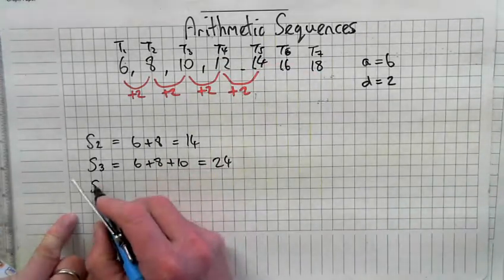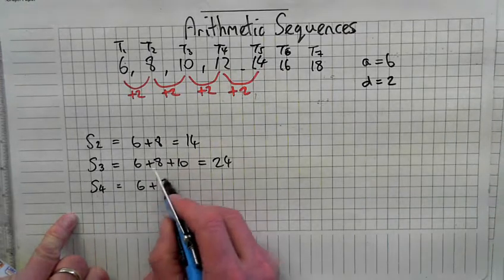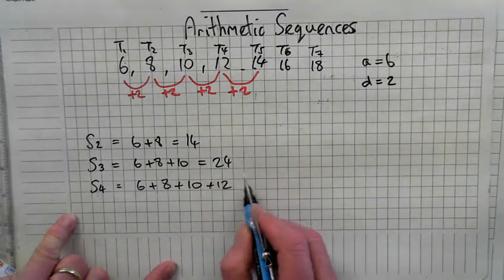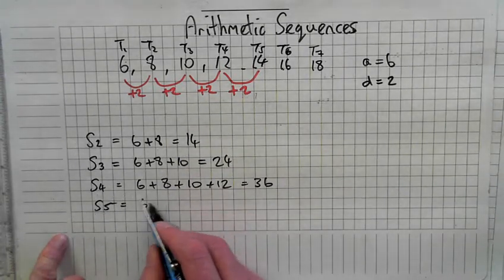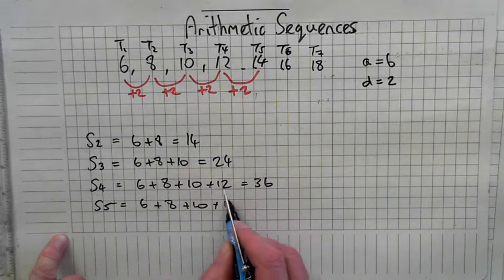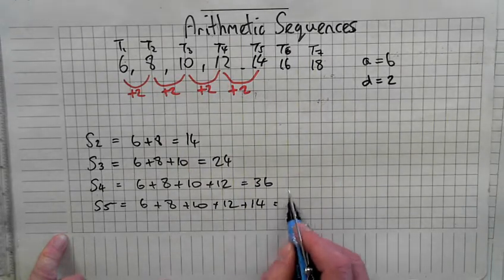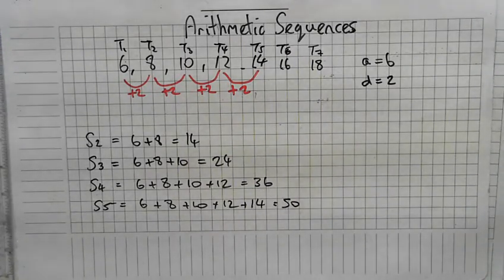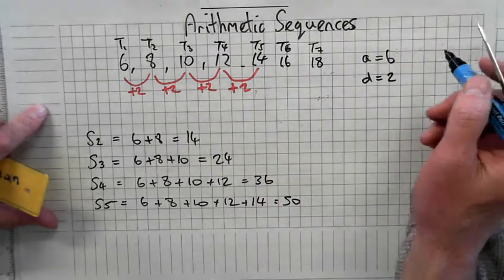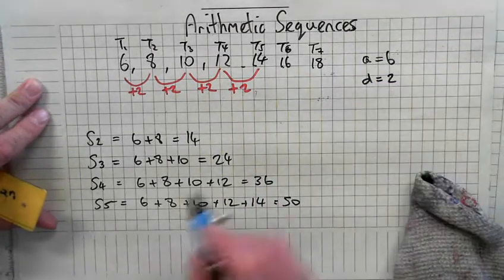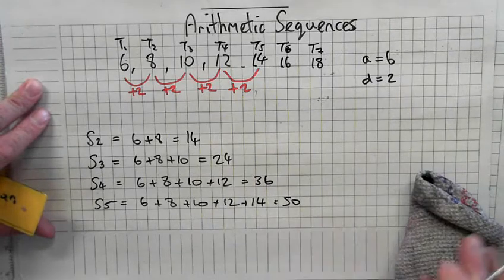The first 4. S5 is equal to 50. That could take a long time, couldn't it? What if I wanted to add up the first 10 terms?